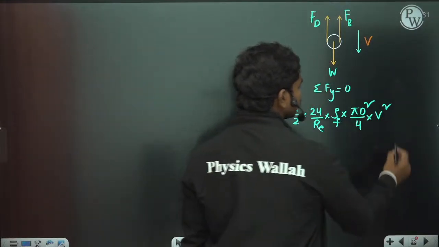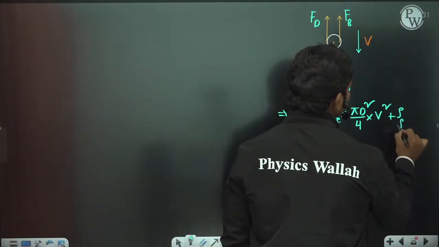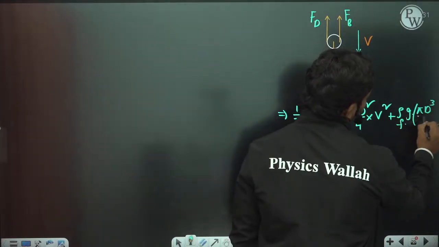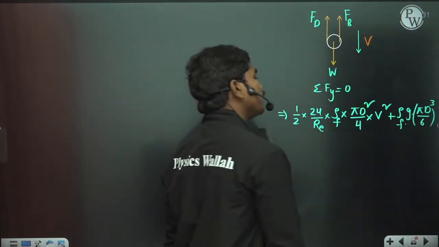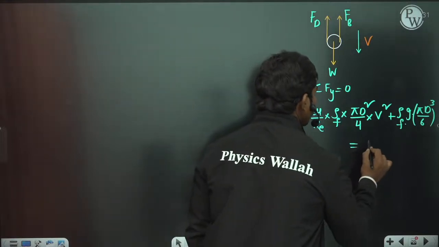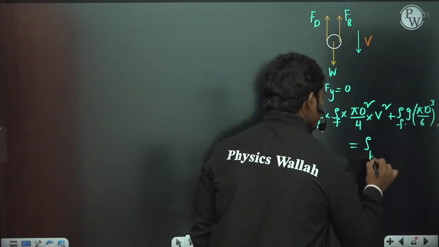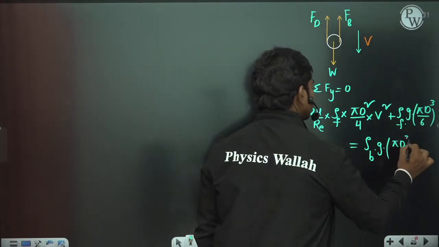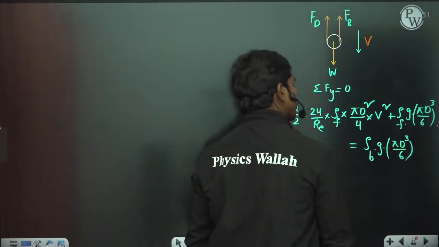So drag force plus buoyancy force, density of the fluid g into pi d cube by 6. The volume of the ball is pi d cube by 6, so in that case you have pi d cube by 6. So this has to be equal to weight, density of the ball into g into pi d cube by 6 actually. So this is the total expression that you actually have in this case.